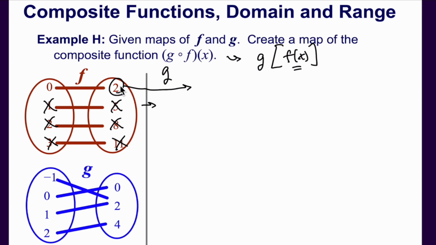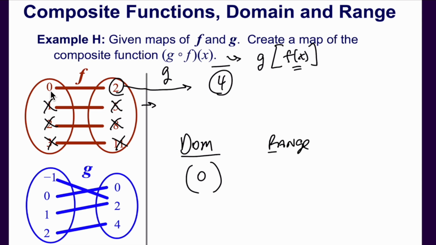Okay, so now when we put 2 into g, we can see that the result is 4. So, folks, this is a very limited domain and range. Look at this. The only thing that's left in the domain for the composite function was 0, and the only output from the composite function was 4. So this is your final mapping from 0 to 4. That is for that composite function.